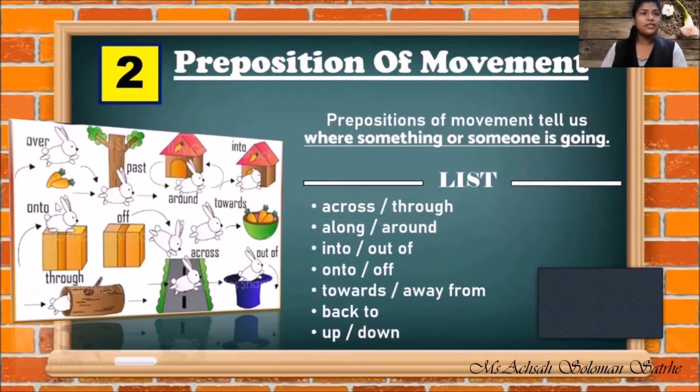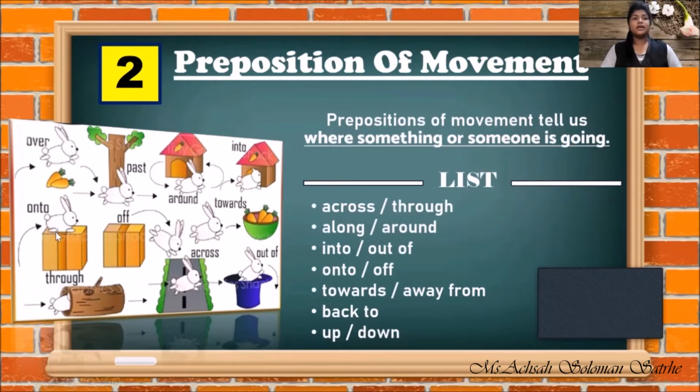So for example, in this picture, can you see the rabbit is jumping over? See, it is not sitting in one place. We are not saying it is here. It's going around. It's moving. It's jumping over. It's going past the tree. It's going around the house, or it's going into the house. Onto, jumped onto. Okay, jumped onto the box.